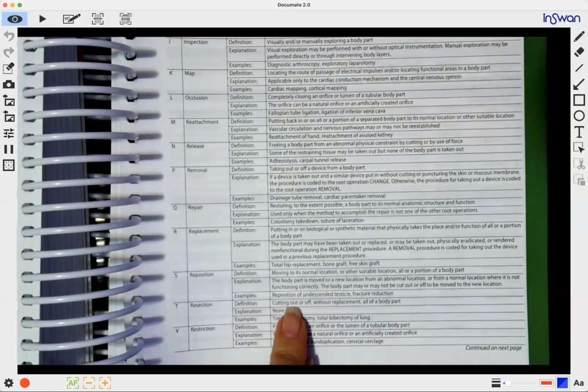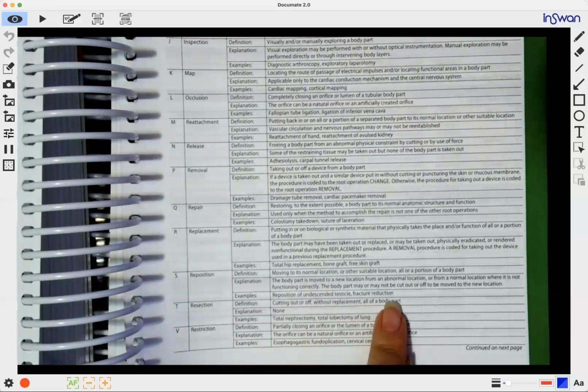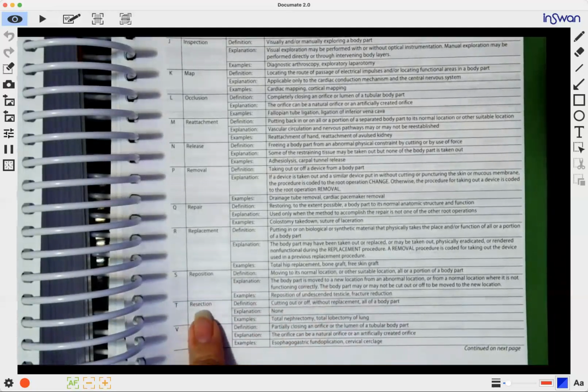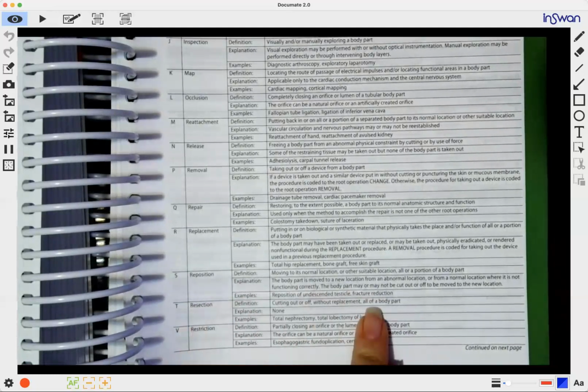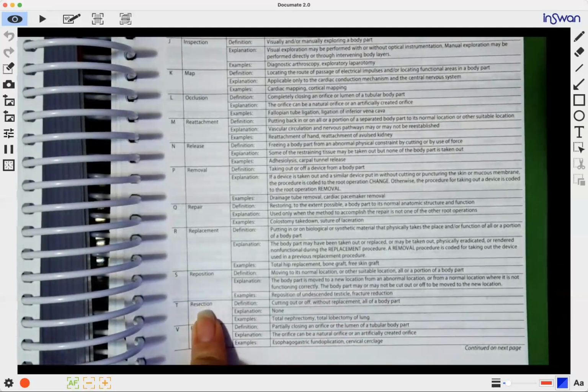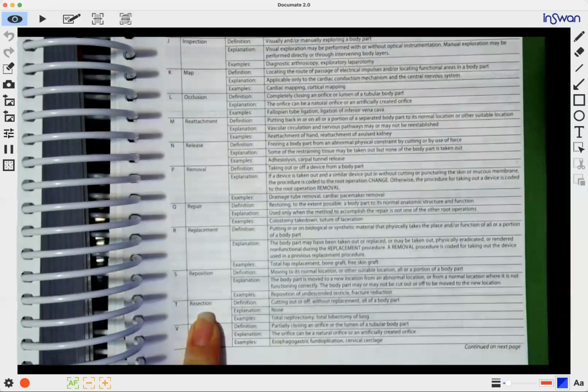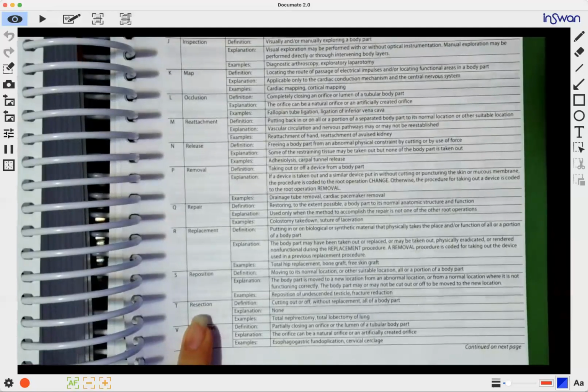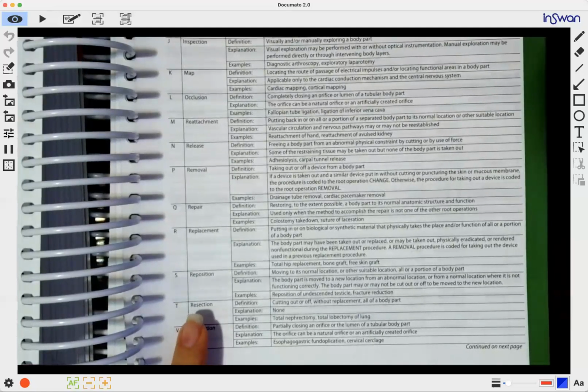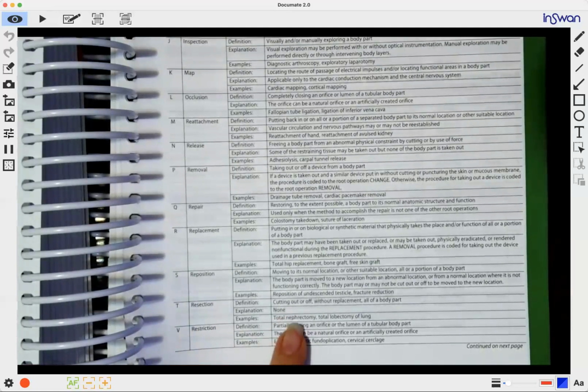Resection: cutting out or off, without replacement, all of a body part. This is the one that I mentioned earlier that was very similar to excision. The difference is whether it's part of a body part or all of a body part. And remember, it's body part as defined by PCS. They might use that ectomy suffix in the op note, but you have to read the details of the note to see if they took out all or some, so that you know if it's a resection or an excision. So a total nephrectomy.